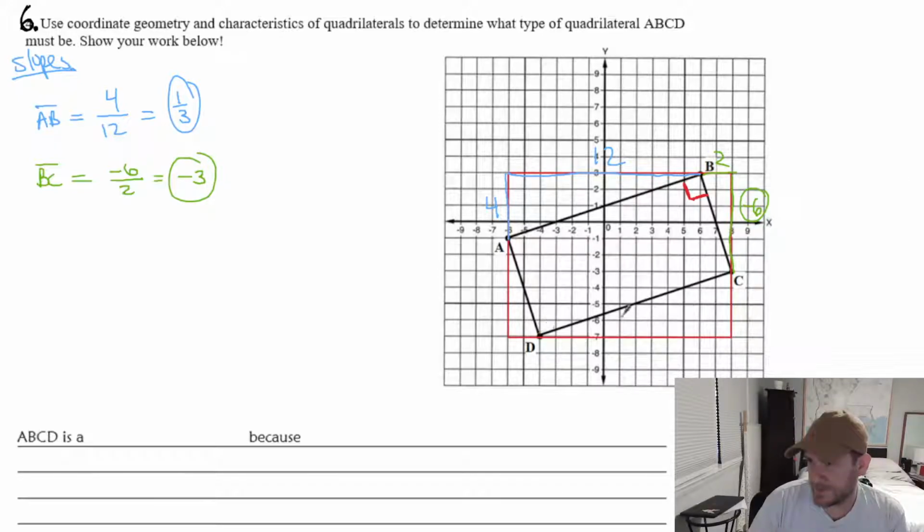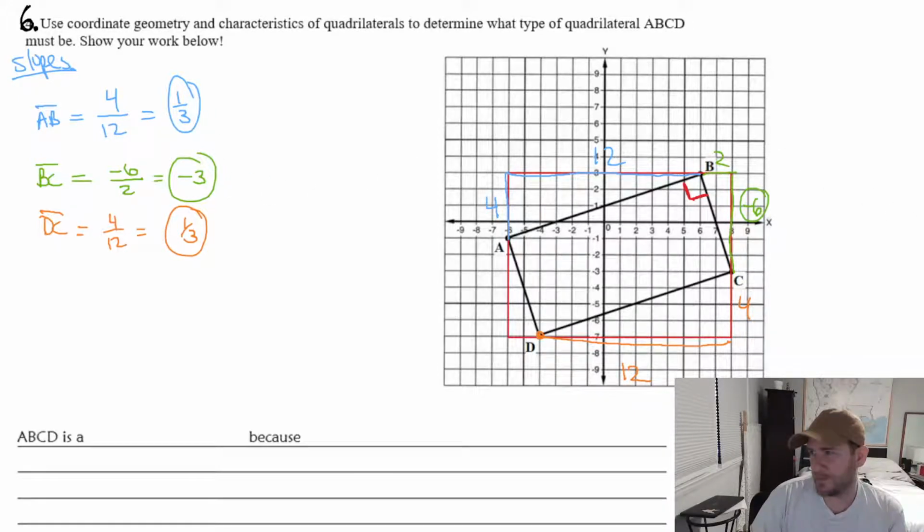So we're on to DC now. And I usually like to go left to right. So if I'm going from D running over to C, that's a change from 4 over to 8. So that's a change of 12. Then it's a change from 7 up to 3. That's a change of 4. So for DC, 4 over 12 is a third.